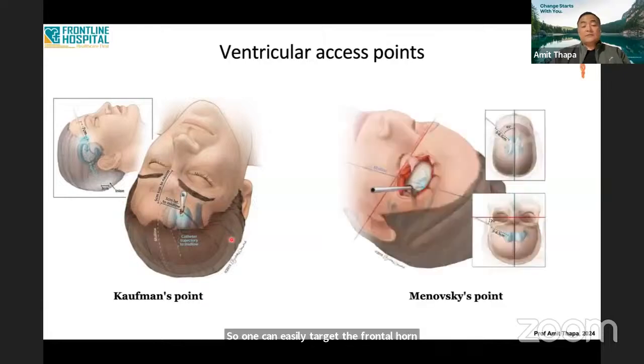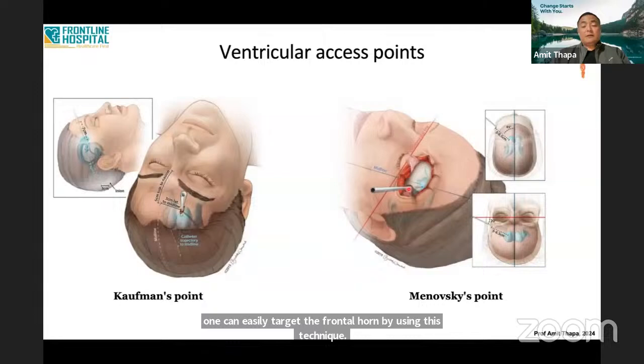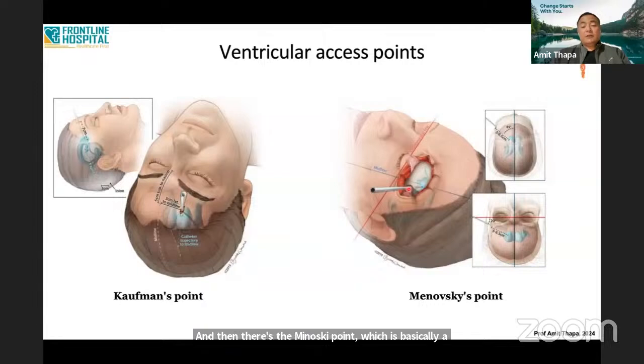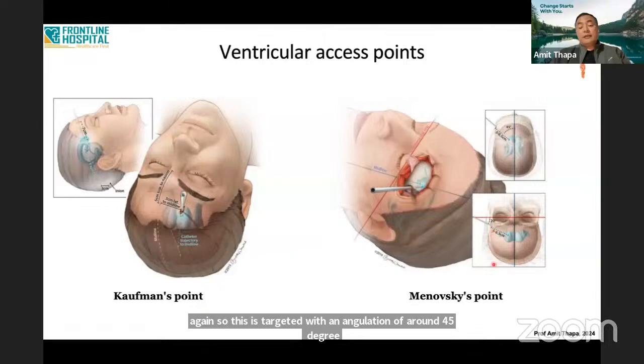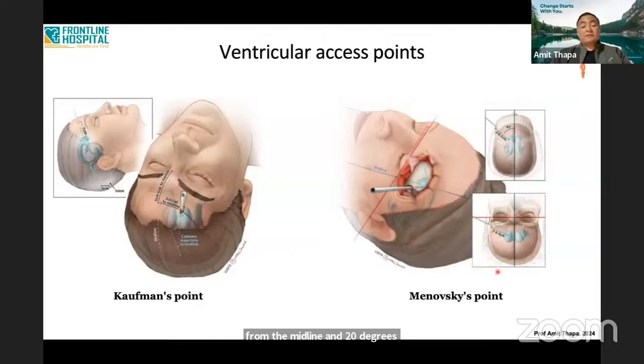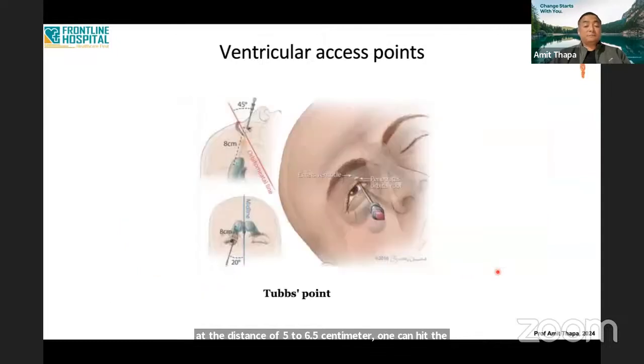And then there's Menovsky's point, which is a supraorbital approach to the frontal horn again. This is targeted with an angulation of around 45 degrees from the midline and 20 degrees superiorly. At a distance of 5 to 6.5 centimeter, one can hit the frontal horn using this particular technique.